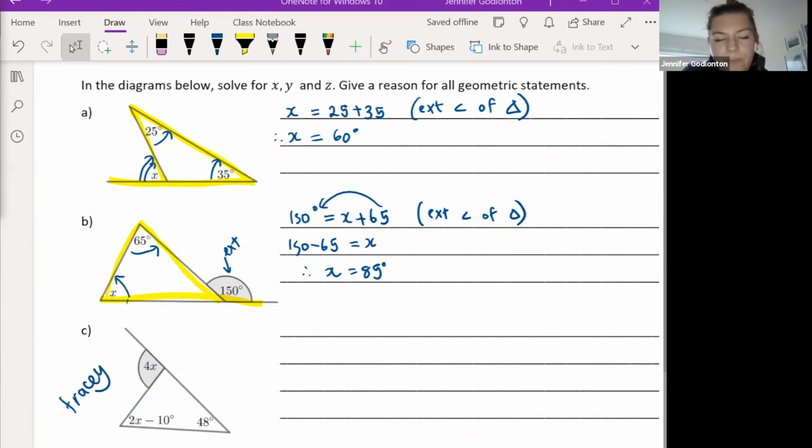Tabo, how can I help? Hi, ma'am. If you wrote on B the interior angle for the triangle, is it wrong? Yeah. So interior angles only come in with parallel lines. This has to be exterior. Oh, okay. I'm sorry.